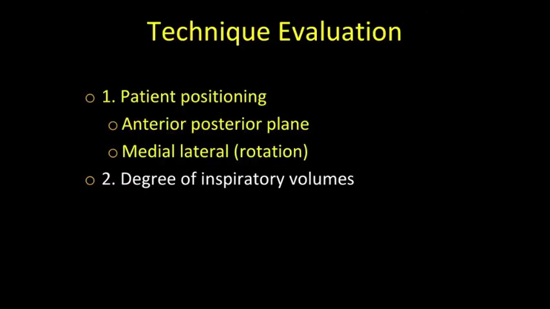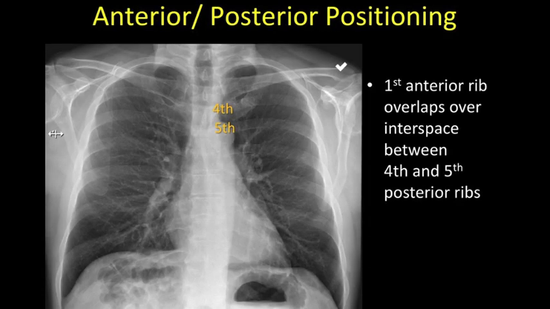So let's talk about evaluating technique. The first aspect to consider is patient positioning, and the second, the degree of inspiratory volumes. The patient can be standing erect or slightly angled anteriorly or posteriorly. Erect positioning is implied when the first anterior ribs overlie the fourth and fifth posterior ribs or their interspace.